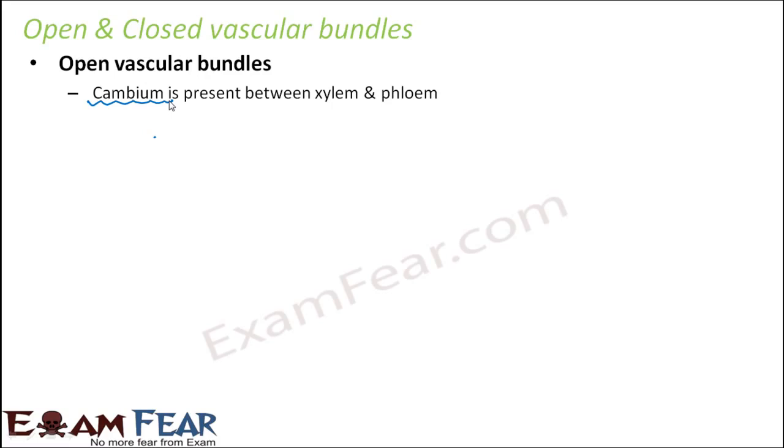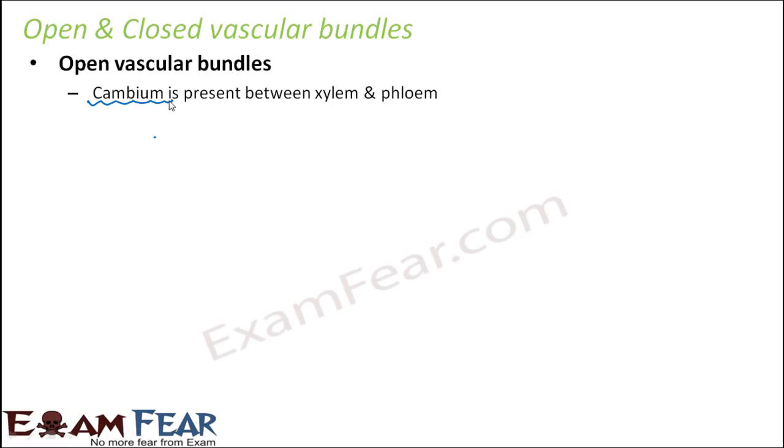So between xylem and phloem, in some cases, not everywhere, in some parts of the plant, it is seen that between xylem and phloem, a meristematic layer of tissue develops. Please recap what is meristematic tissue. Tissues which are capable of cell division. So that meristematic tissue is given a name called cambium. You remember we heard this name before when we were talking about lateral meristem. We said lateral meristem is nothing but cambium, which increases the girth, which increases the width.